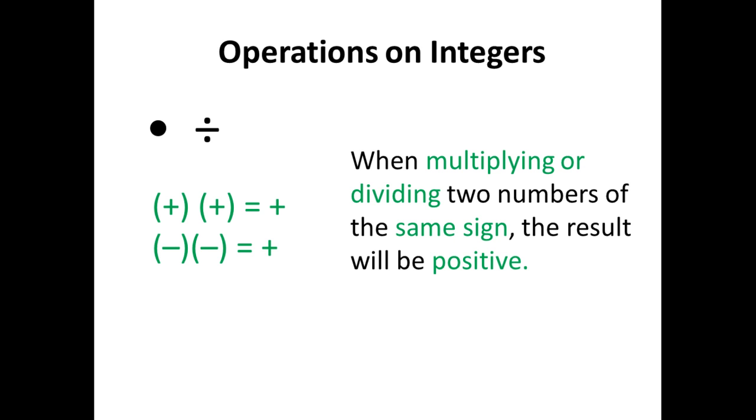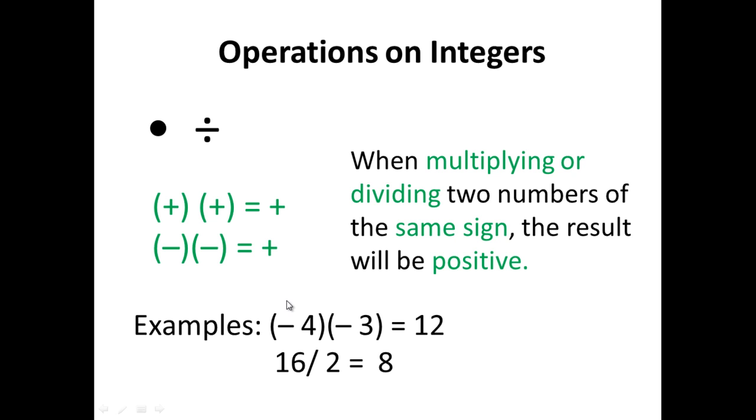When multiplying or dividing two numbers of the same sign, the result will be positive. So as you can see here, if you multiply two positive integers, your result will be positive. And if you multiply two negative integers, your result will be positive. Examples: negative 4 times negative 3 is equal to positive 12. Positive 16 divided by positive 2 gives us positive 8.